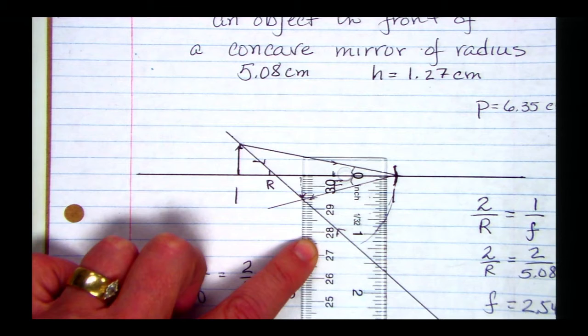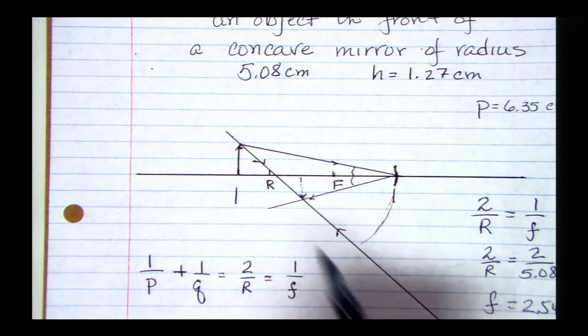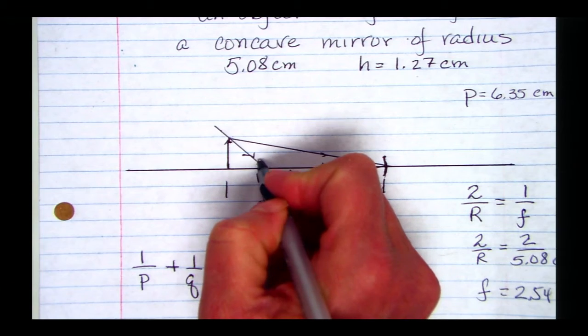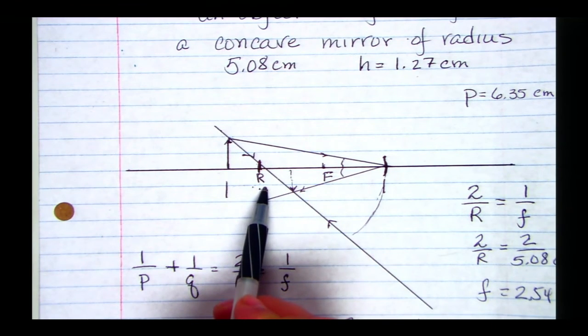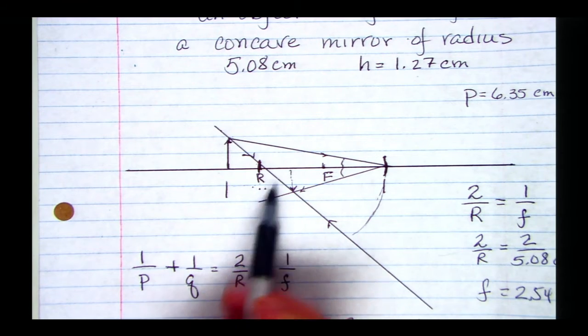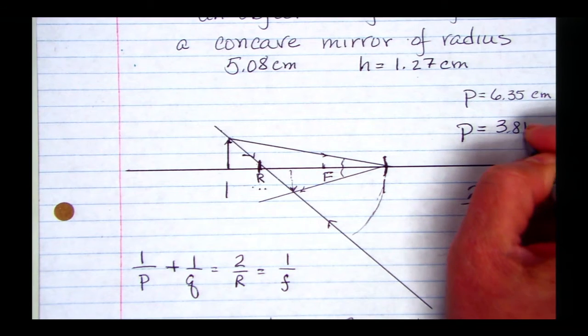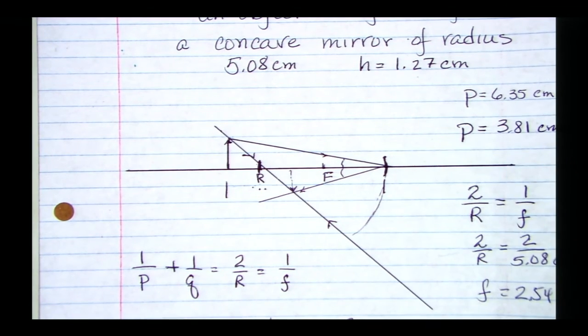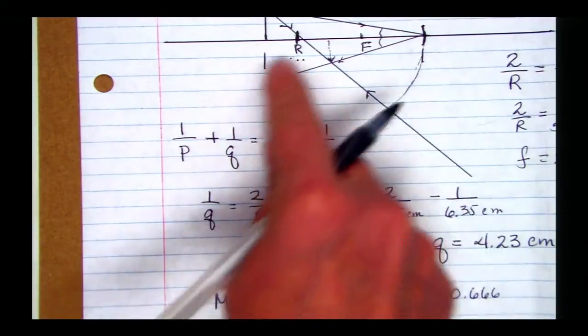Now this, I actually purposely set this up so where I've got my image on the outside of the radius of curvature. We're now going to do it where P is going to be 3.81 centimeters. I follow the same practice of how I draw my diagrams.